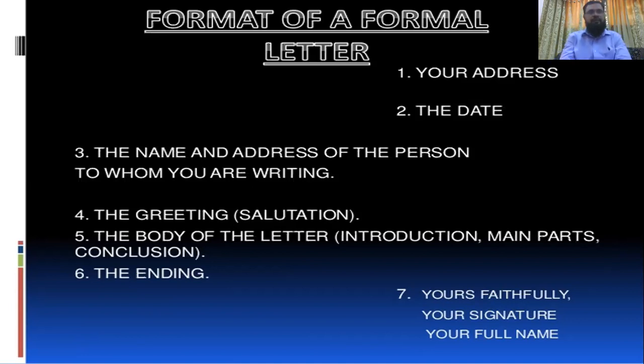Number three, the name and address of the person to whom you are writing. Usually you write to the principal or to a business owner, like Hyperpanda, you are writing to them that your product is not good. So you will write your address at the right corner, and then at the left, a little bit below, you will write their designation and address.